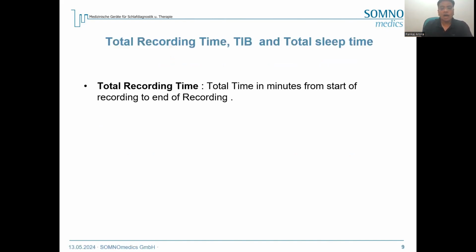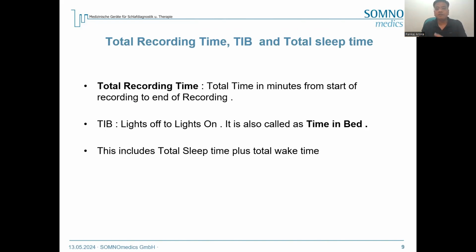Now, before I jump to the report, I would love to give you a few definitions. What do we mean by total recording time, time in bed, and total sleep time? As the name itself says, total recording time means when you switch on the polysomnography unit and when you switch it off again. This is the total recording time of the polysomnography. But we are mainly interested in time in bed.